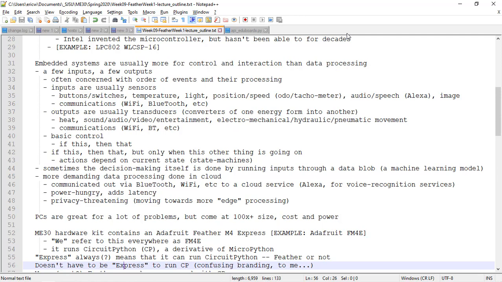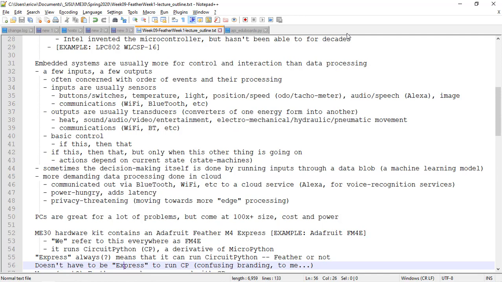So typically an embedded system has a couple of inputs and a couple of outputs. And you're pretty much concerned, as I mentioned before, about the order in which these events happen and how to handle them. The inputs, for the most part, are sensors. Most embedded systems are meant to interact with the environment, and that involves some sort of sensing. So whether that's through the pushing of a button or a switch, a temperature sensor, a light sensor, a speed sensor, like if it was on an axle on a car, it might be detecting angular velocity, or some sort of audio or speech input, like an Alexa device.